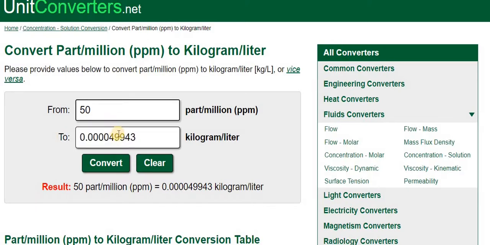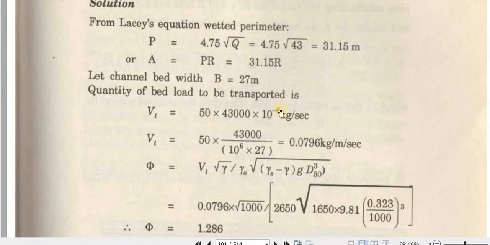So you can see it is about 2, 4 and 6, 10 raised to power minus 6. It is almost 49.9. We can say it as 50. 50 into 10 raised to power minus 6 kilogram per liter. So 50 parts per million will be equal to 50 into 10 raised to power minus 6 kilogram per liter. Now it is in kilogram per liter.